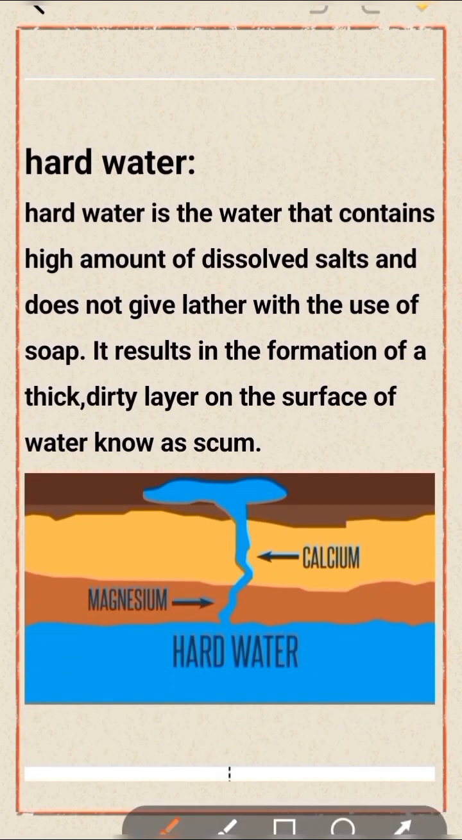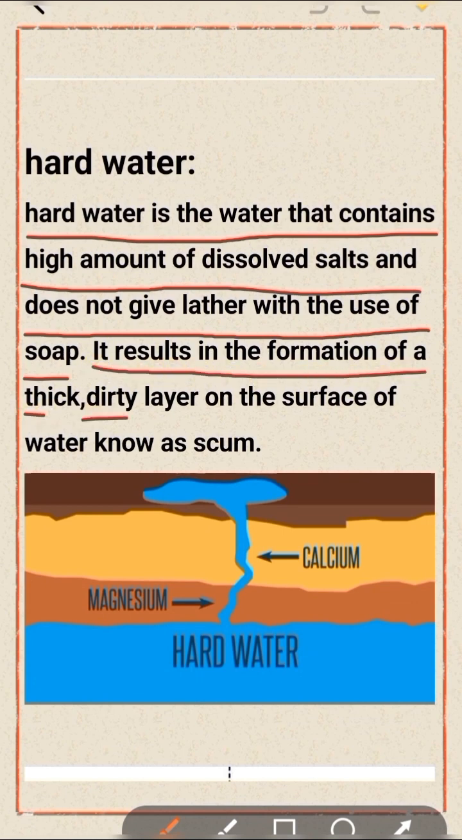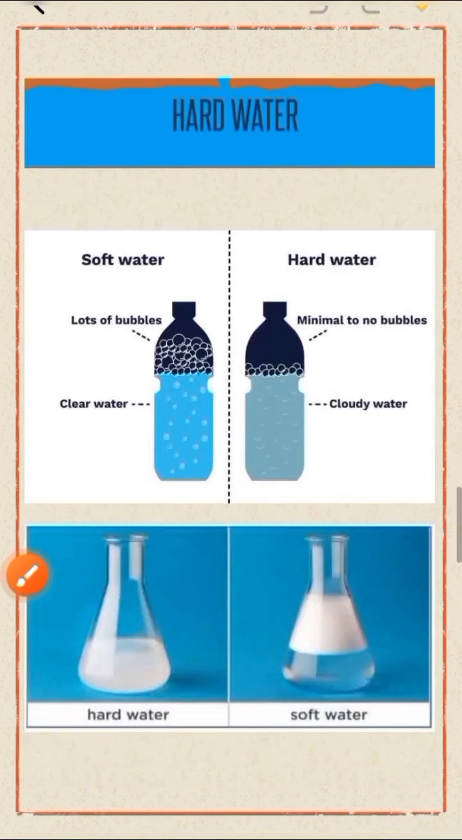Hard water is the water that contains a high amount of dissolved salts and does not give lather with the use of soap. It results in the formation of a thick, dirty layer on the surface of water known as scum. So, the picture of hard water. Difference between soft water and hard water.